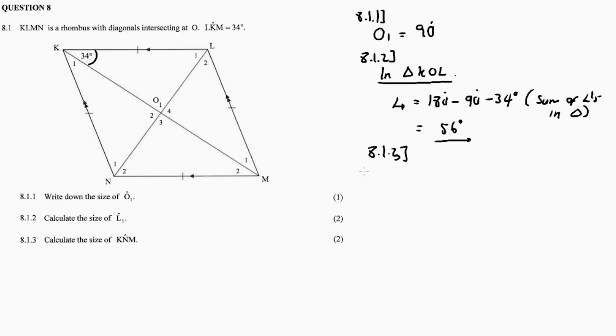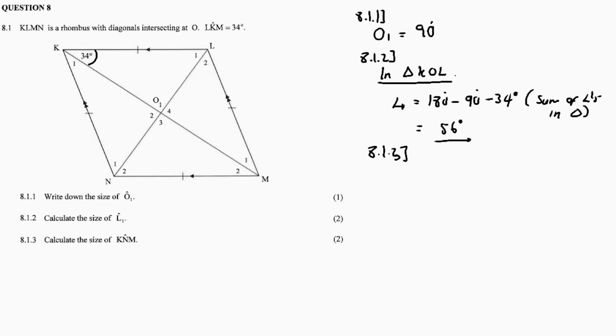A piece of advice for Euclidean geometry: it's important that you know all the properties of all these shapes. Kite, you need to know the properties. Rhombus, you need to know all the properties. Parallelogram, rectangle, as well as a square. You need to know all the properties of those shapes in order to answer Euclidean geometry questions. Now 8.1.3: calculate the size of KNM.